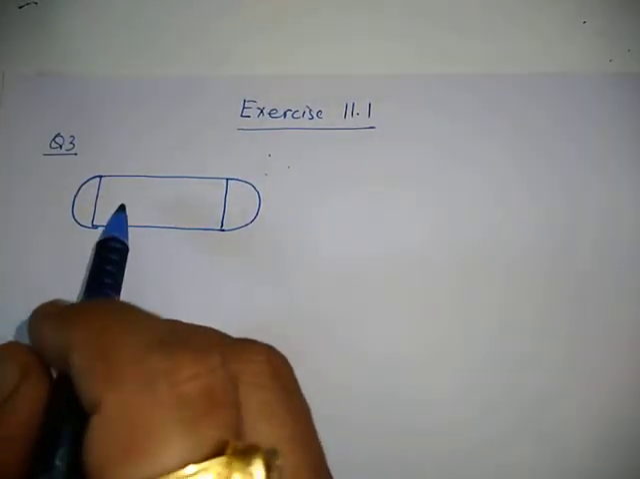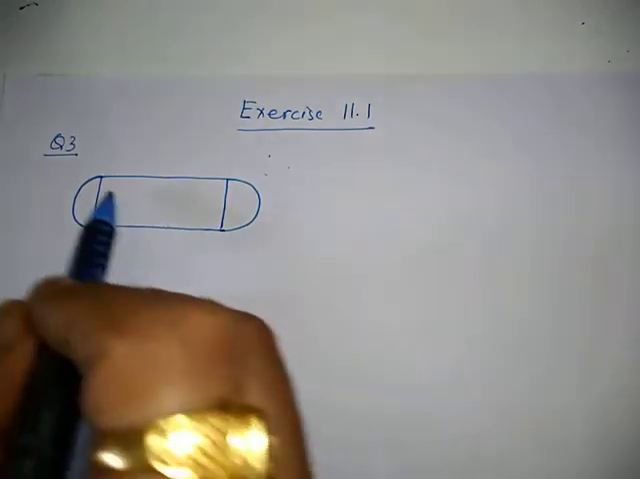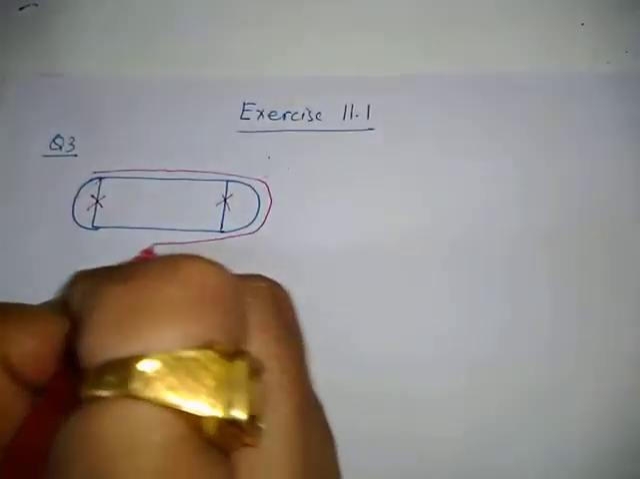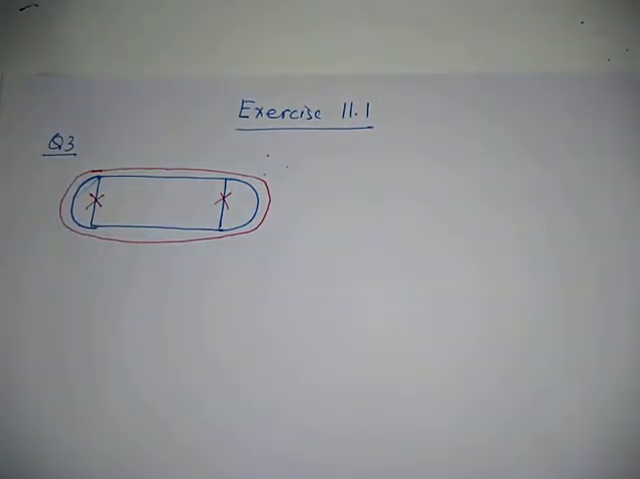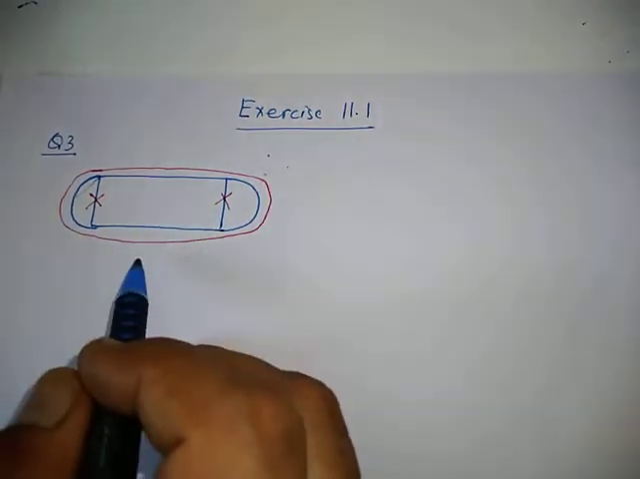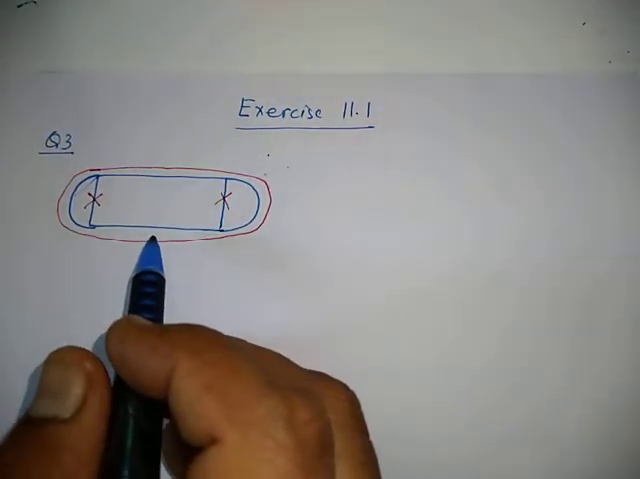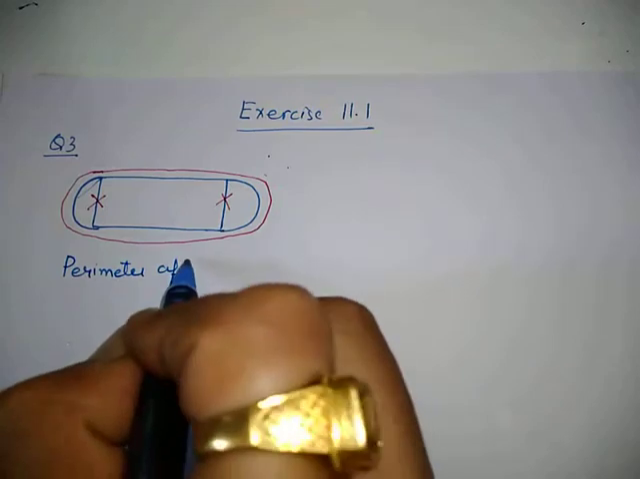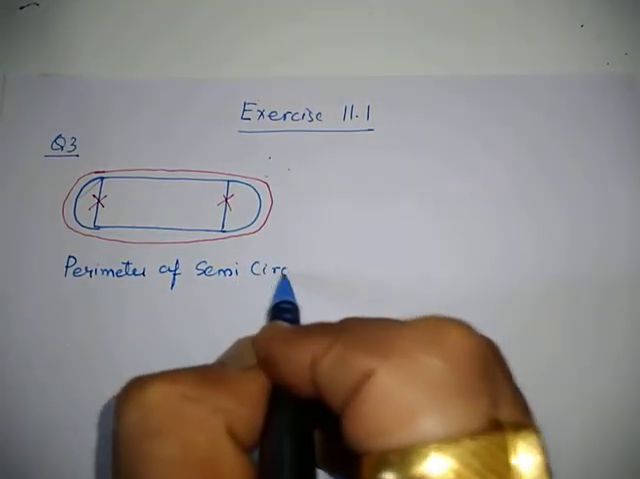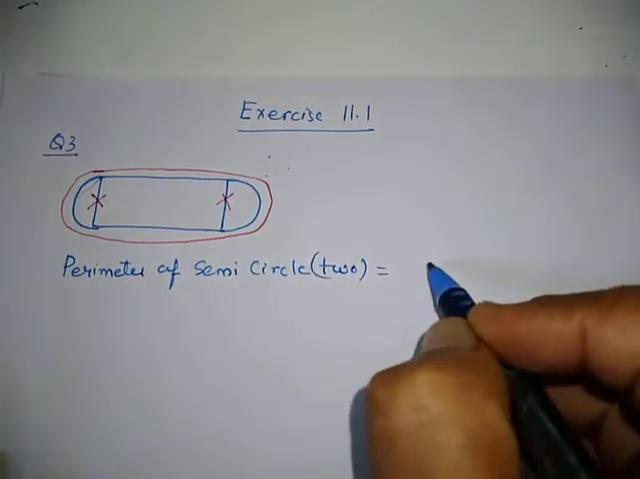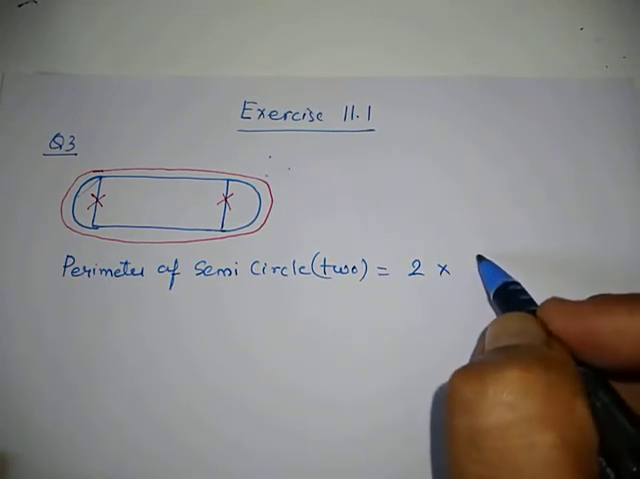The perimeter of this figure means the total boundary. So we are not going to calculate this one and this one. We want the boundary in this shape. So we cannot directly find the perimeter of the semicircle and this one. First of all, we will find the rectangle and the perimeter of the semicircle. So the perimeter of the semicircle: how many semicircles are there? 2. So what is the semicircle formula?